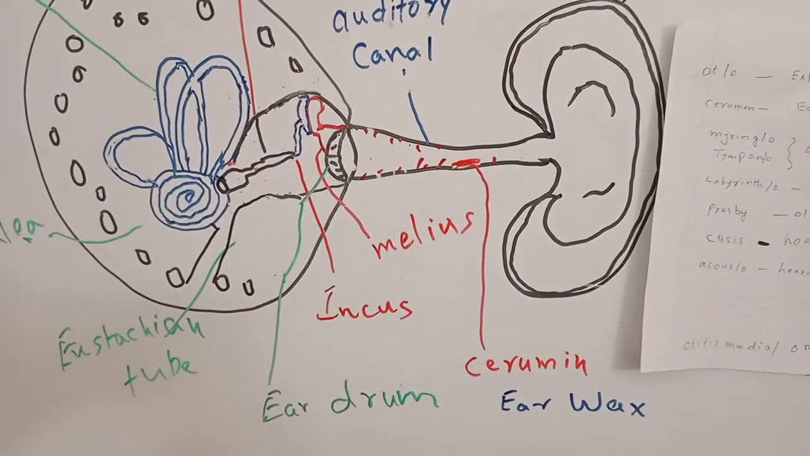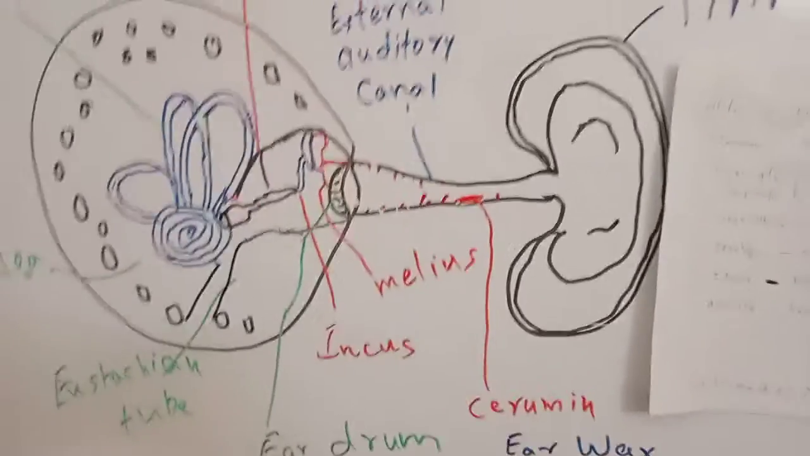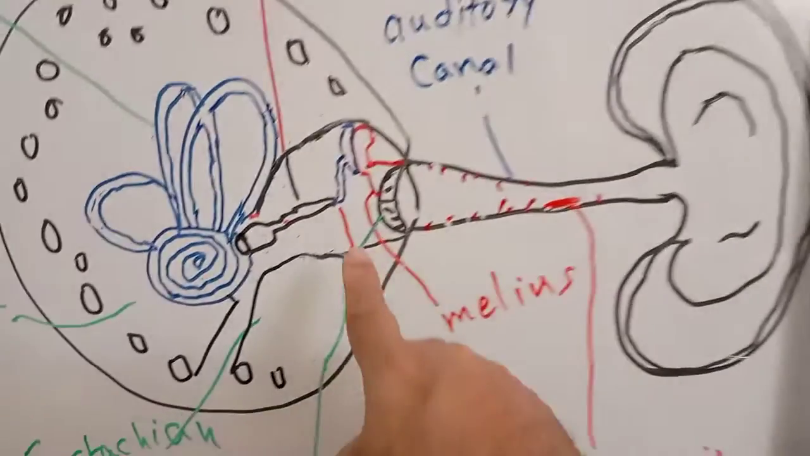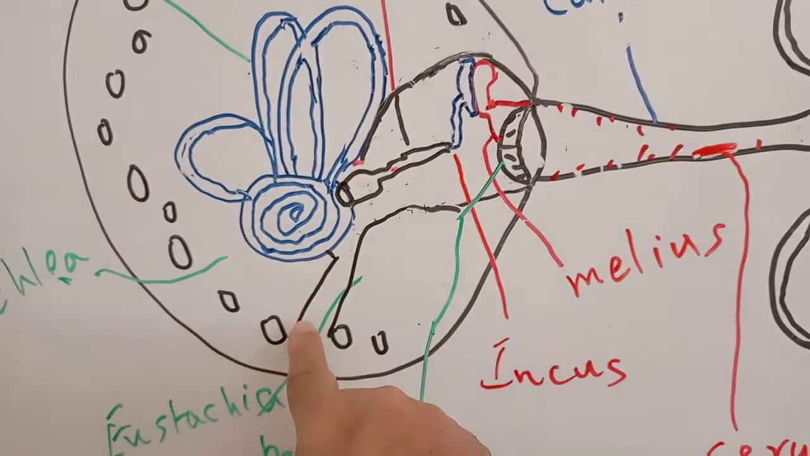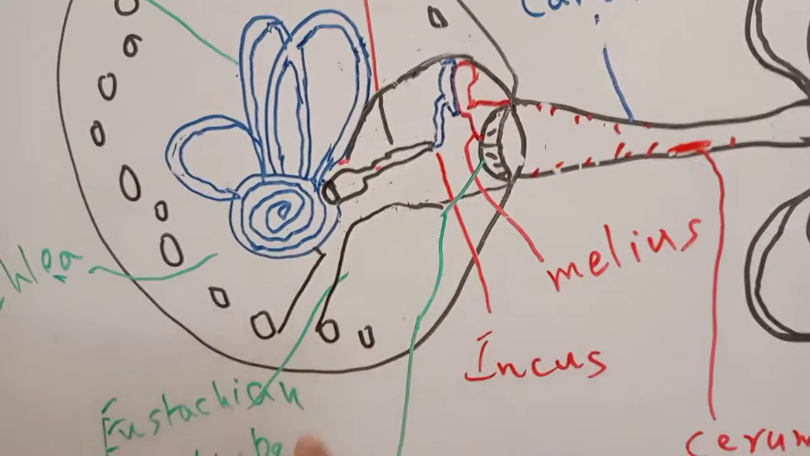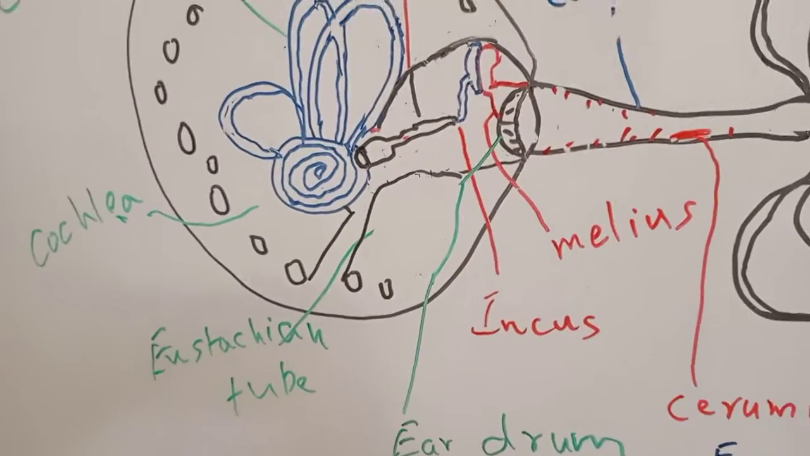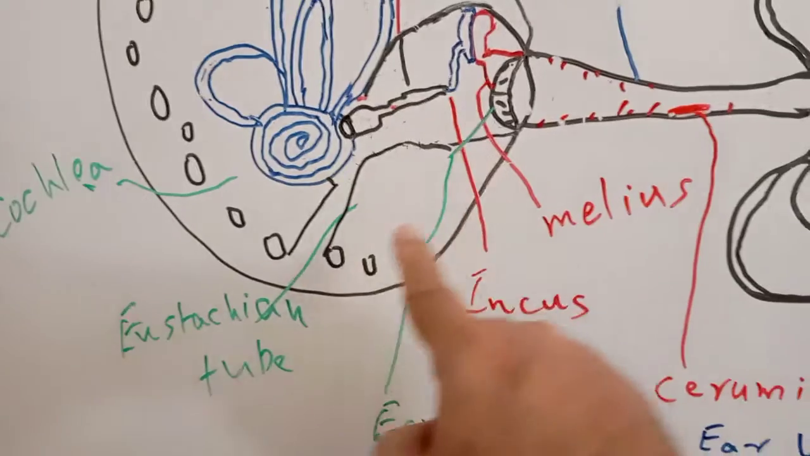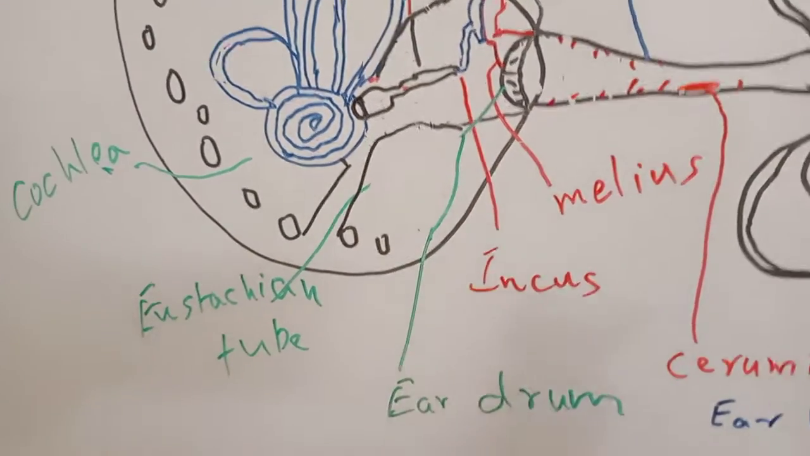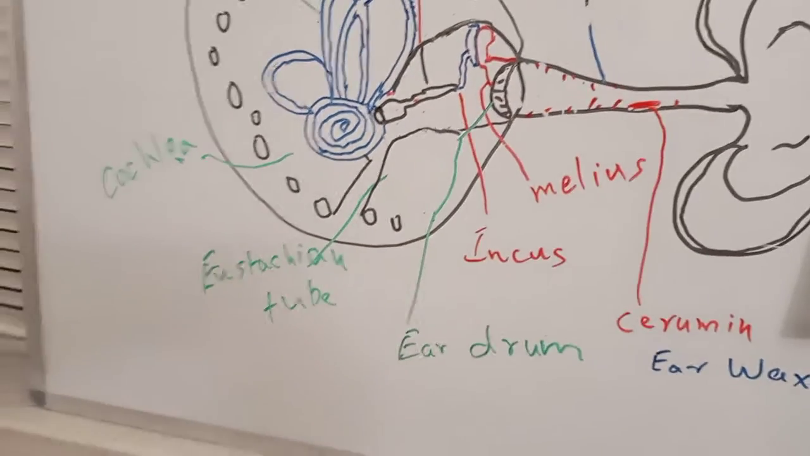And in the middle ear there is a canal which connects the middle ear with the throat. This is known as the Eustachian tube. So there is pressure inside and pressure outside, and the internal and external pressure is balanced.